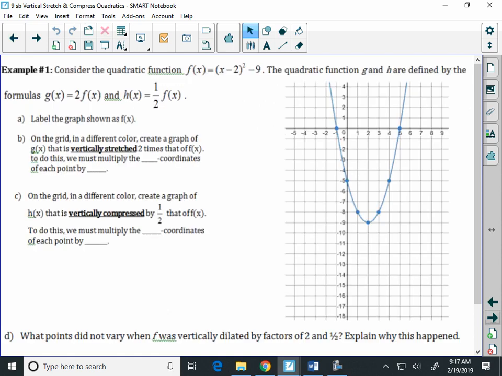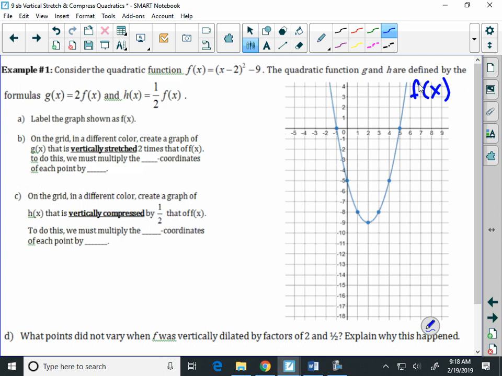Consider this quadratic function, f of x equals (x minus 2) squared minus 9, which is the picture that's drawn on your paper and on the screen here. The quadratic functions g and h are defined by g of x equals 2 times the function, and h of x equals 1/2 times the function. In part A, it says label the graph shown as f of x. Up here on my paper it's blue, but that's f of x. There's our function.